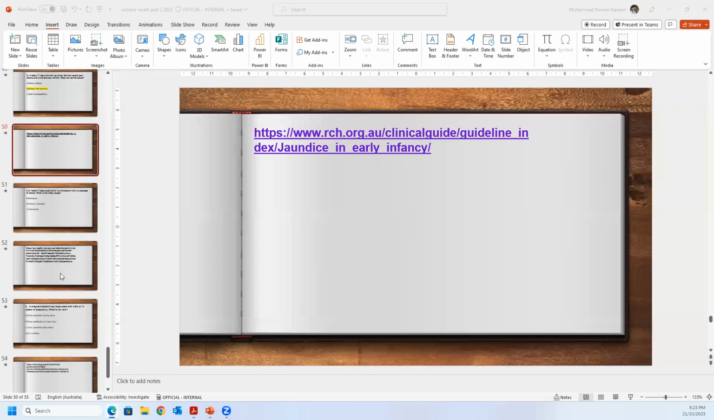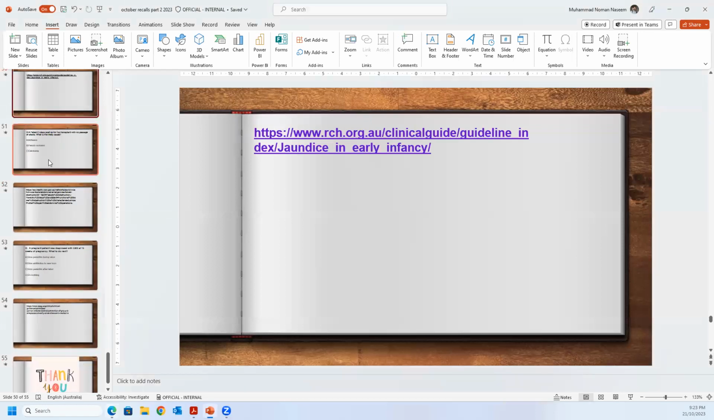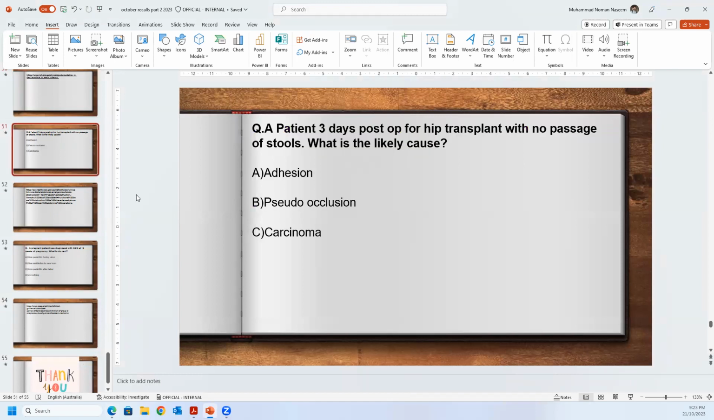Alrighty. Last couple of questions. Patient is 3-day post-op for hip transplant. There is no stool passage. What can be the cause? Adhesion, pseudoocclusion, or carcinoma?